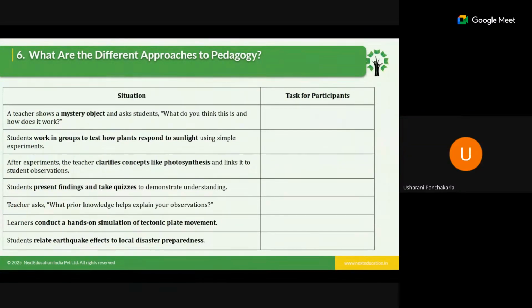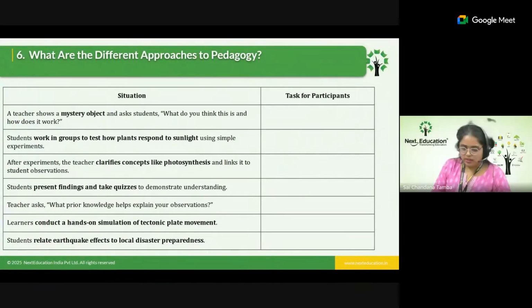Okay, let me tell you. It is Engage. Yes, it is Engage. Then learners conduct a hands-on simulation of tectonic plate movement.